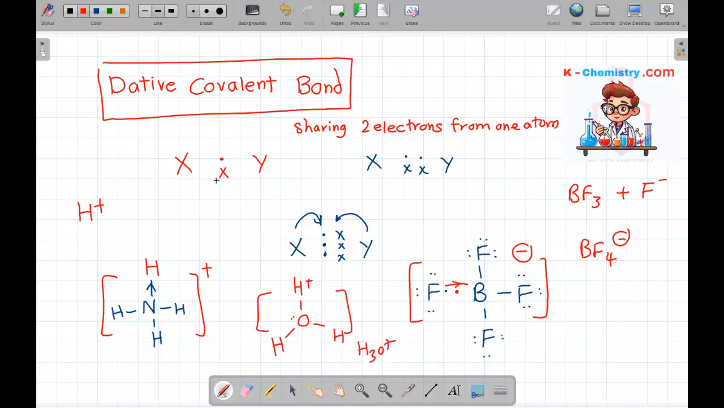The easiest thing to always remember and know about the dative covalent bond: this is the covalent bond made by sharing two electrons from one atom only. So the electrons came from the oxygen, came from the nitrogen, came from the boron. This arrow shows where the electrons came from. It didn't come from two atoms like here. It came from one atom only.